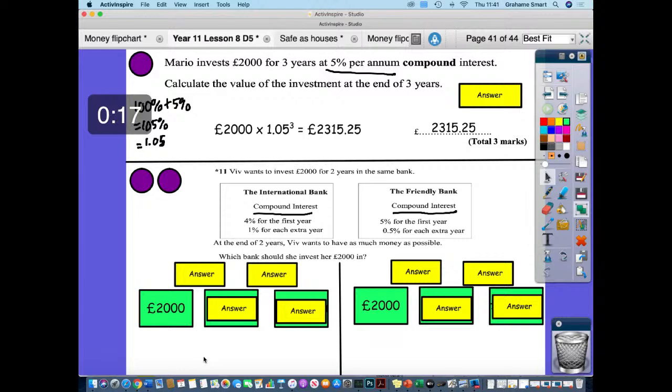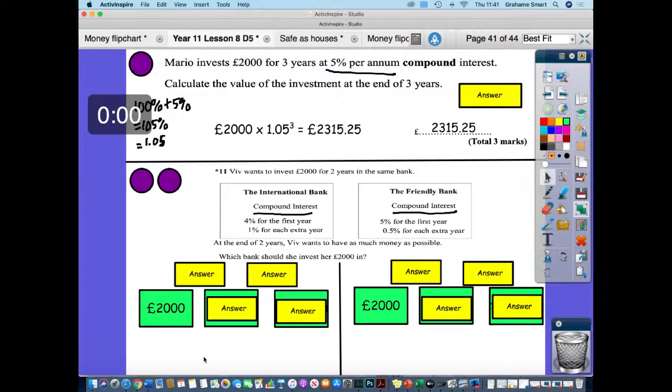Okay, so let's have a look at the international bank first. We know that Viv is going to invest £2,000 for 2 years in the same bank. So what that means is they're going to put the £2,000 and leave it in the same bank. They're not going to take it out and move it around. And it asks which bank should she invest in, and there's 2 offers here.